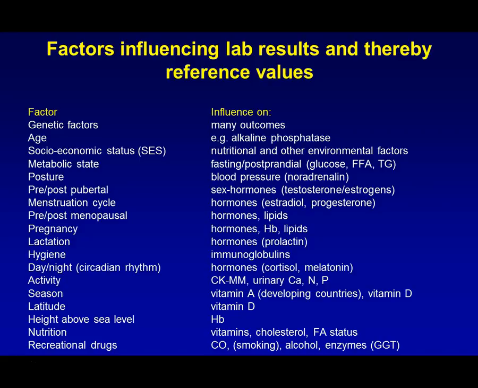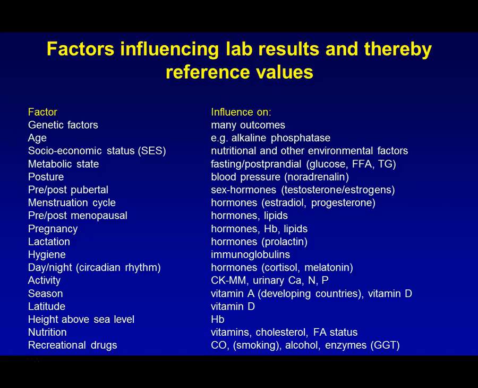Genetic factors have influence on many outcomes, and the same holds true for age. For example, alkaline phosphatase is dependent on age, but that depends actually on the growth of the subjects. During periods of huge growth, there is a huge increase of alkaline phosphatase. Socioeconomic status has an effect on nutritional but also on other environmental factors.